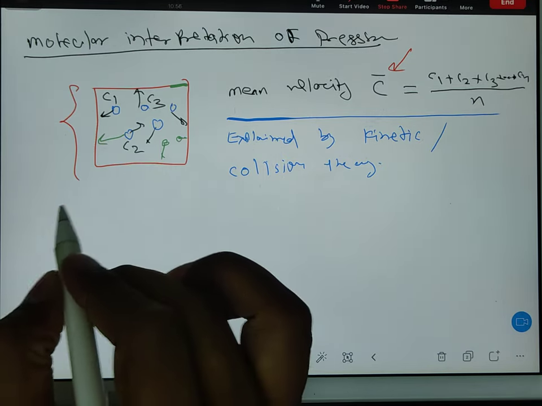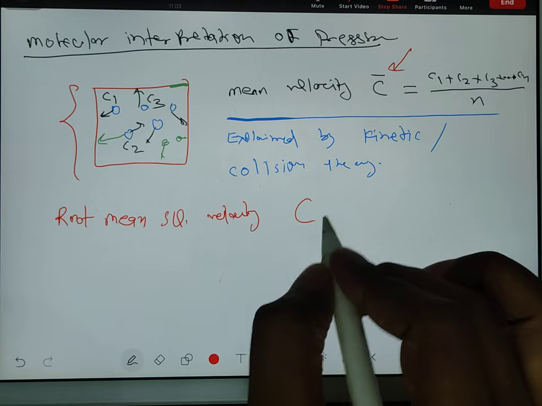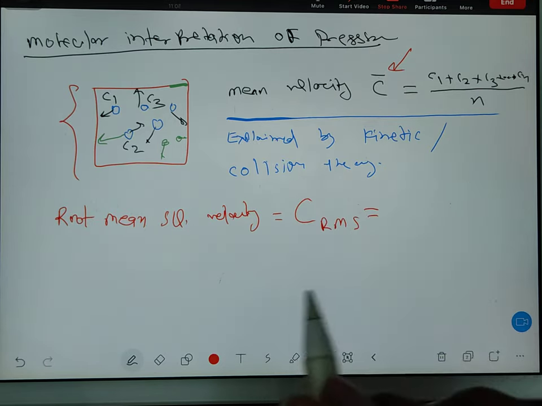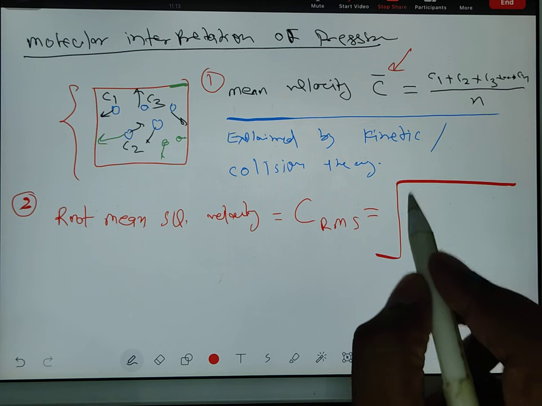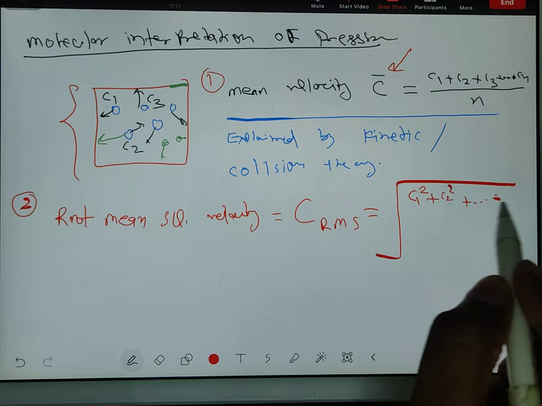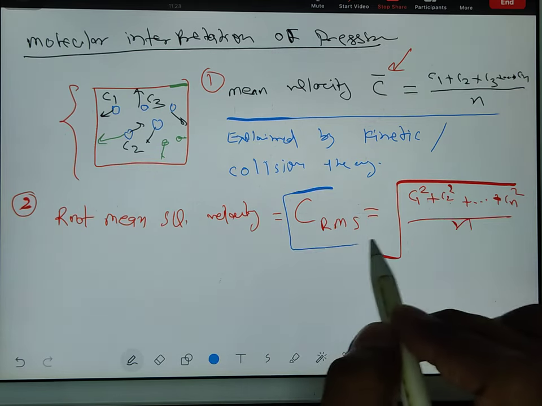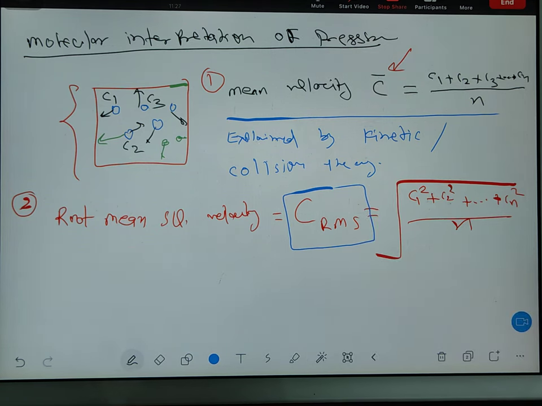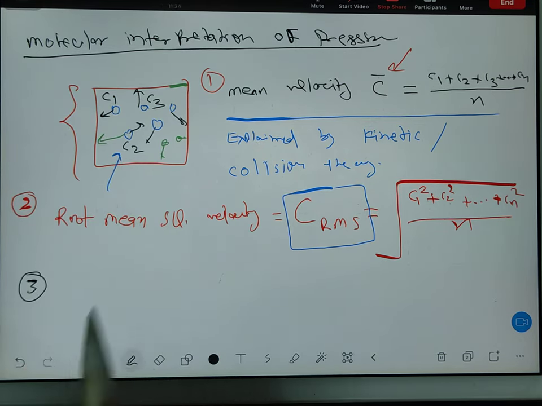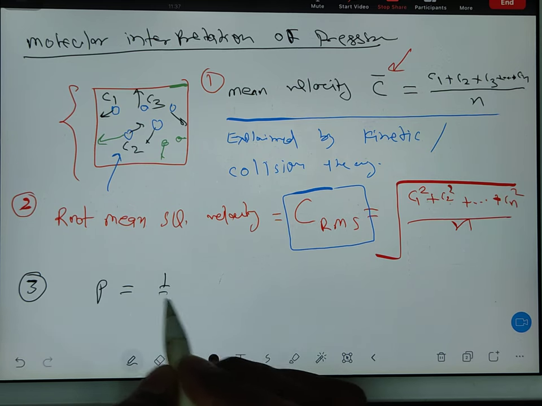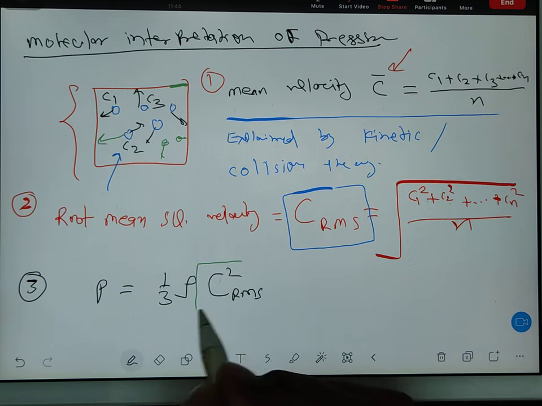That velocity we call root mean square velocity. In short, we say RMS. So what is the formula to calculate RMS? This is one formula to calculate mean velocity. This is another formula to calculate RMS velocity. That is nothing but under root, c1 square plus c2 square plus dot dot plus cn square, whole divided by n. Okay. Now the same root mean square velocity will help you to calculate pressure in this chamber. That's why the calculation is important. So now if I go to the third point, your pressure will become 1 by 3 rho times C RMS square. Make sure only this portion is squared.